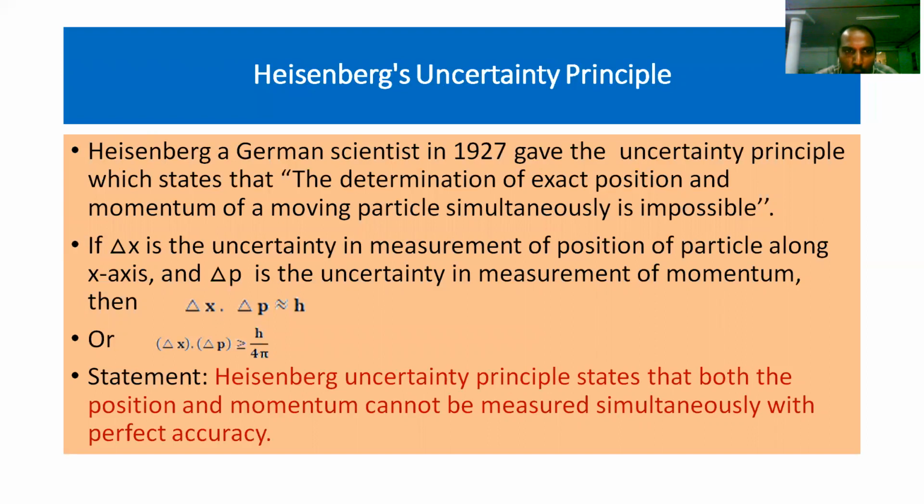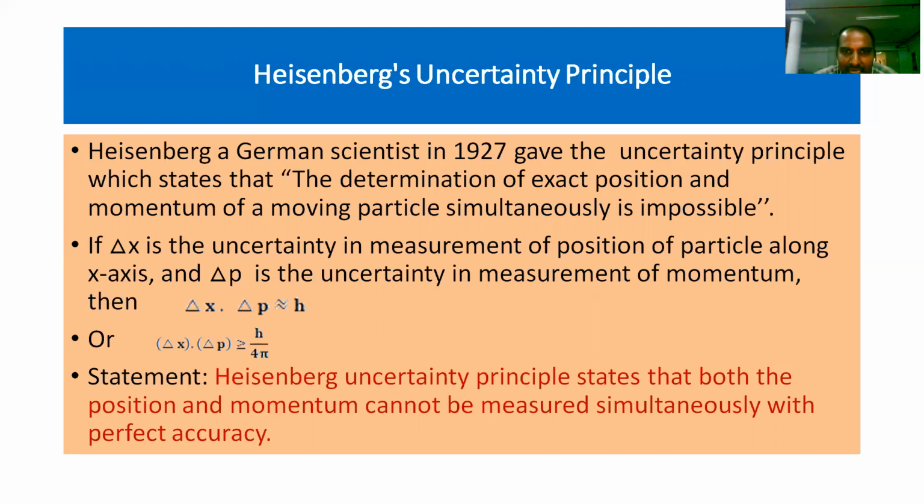By combining these two alternatives, Heisenberg, a German scientist, in the year 1927 gave the uncertainty principle, which states that the determination of exact position and momentum of a moving particle simultaneously is impossible. In other words, it is almost impossible to find both the uncertainties in the position and momentum simultaneously.